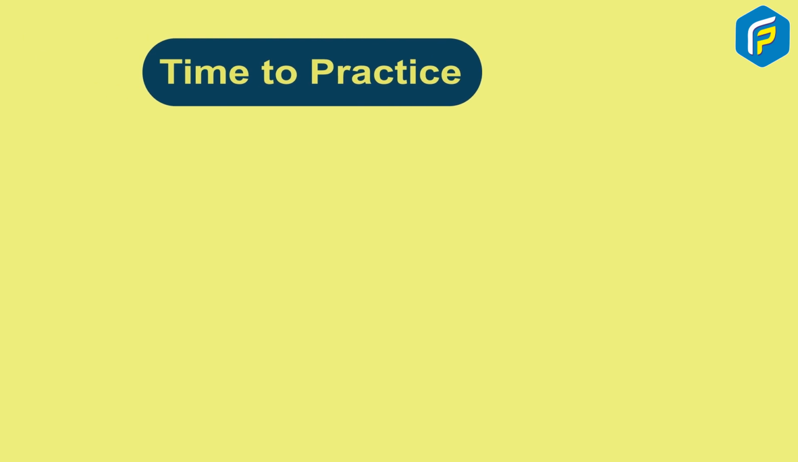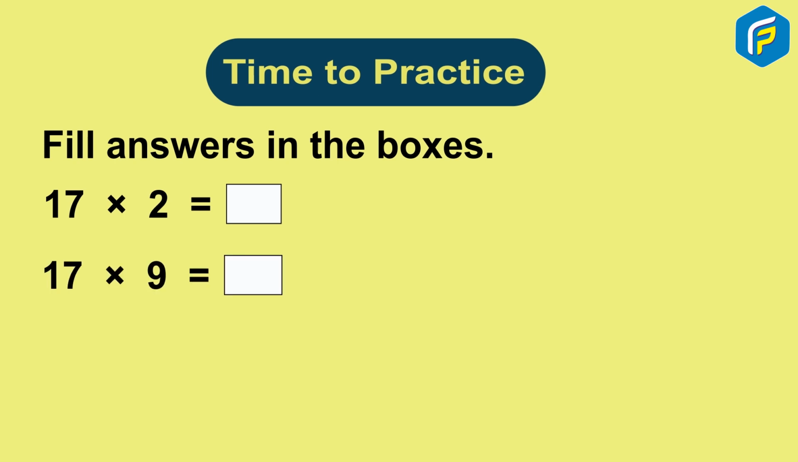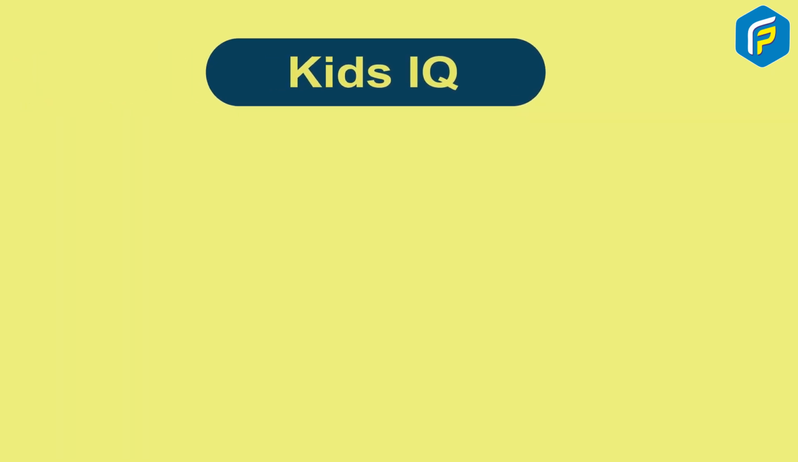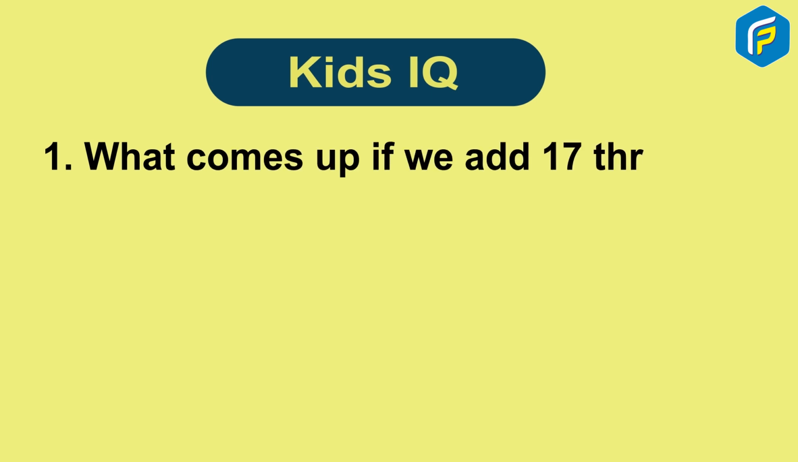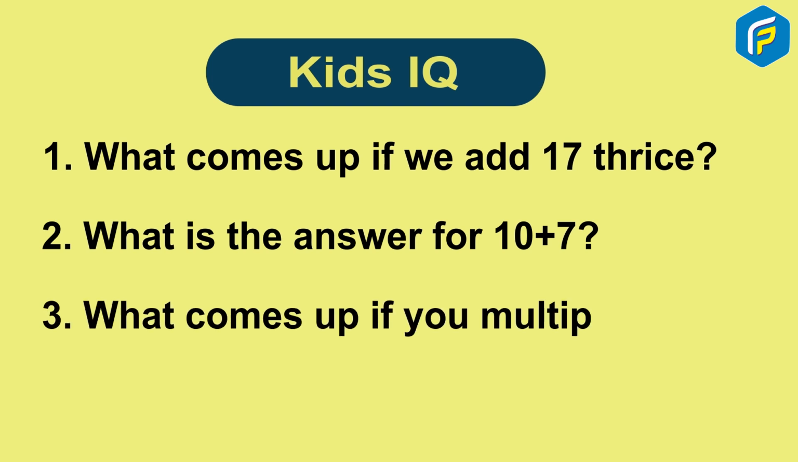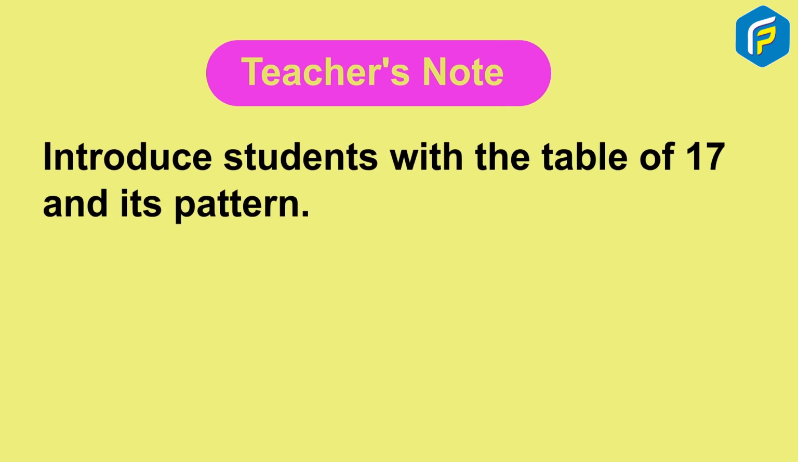Time to practice. Fill answers in the boxes. 17 into 2 is equals to, 17 into 9 is equals to, 17 into 1 is equals to, 17 into 10 is equals to, 17 into 7 is equals to, 17 into 5 is equals to. Kids IQ. What comes up if we add 17 thrice? What is the answer for 10 plus 7? What comes up if you multiply 0 with 7? Teacher's note: introduce students with the table of 17 and its pattern.